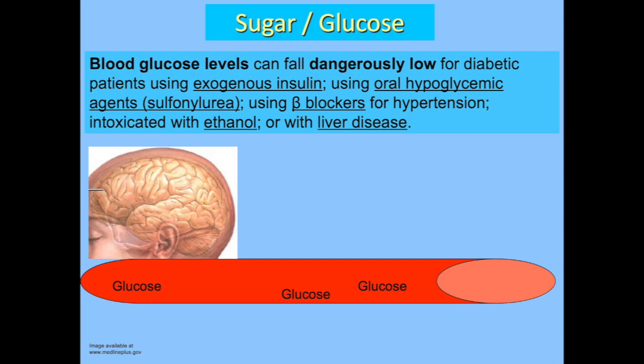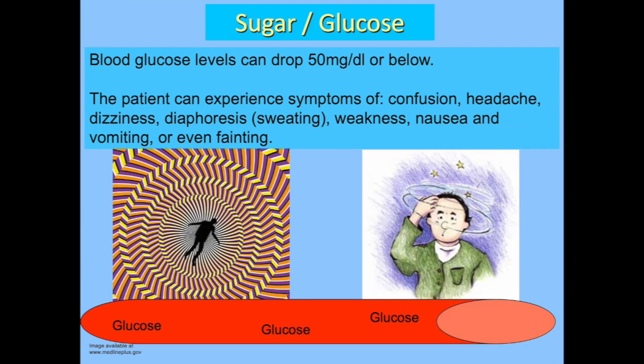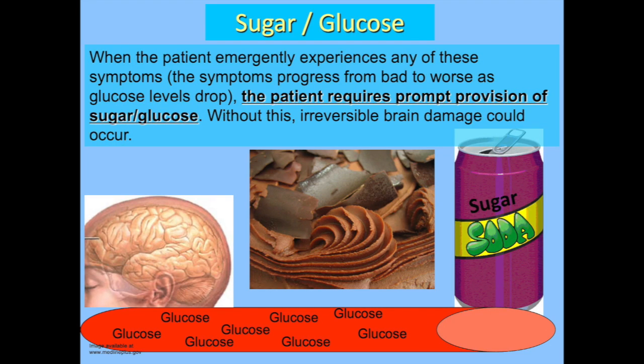Beta blockers can cause hypoglycemia, as well as alcohol or ethanol intoxication or liver disease. So the patient will have a lot of symptoms like confusion, headache, dizziness, sweating, weakness, nausea, vomiting, and even just fainting. If any of us have been hangry and felt this, you know what it feels like to have a low blood glucose. So they're going to need some prompt sugar in their bloodstream to get the sugar throughout the body, but especially the brain.